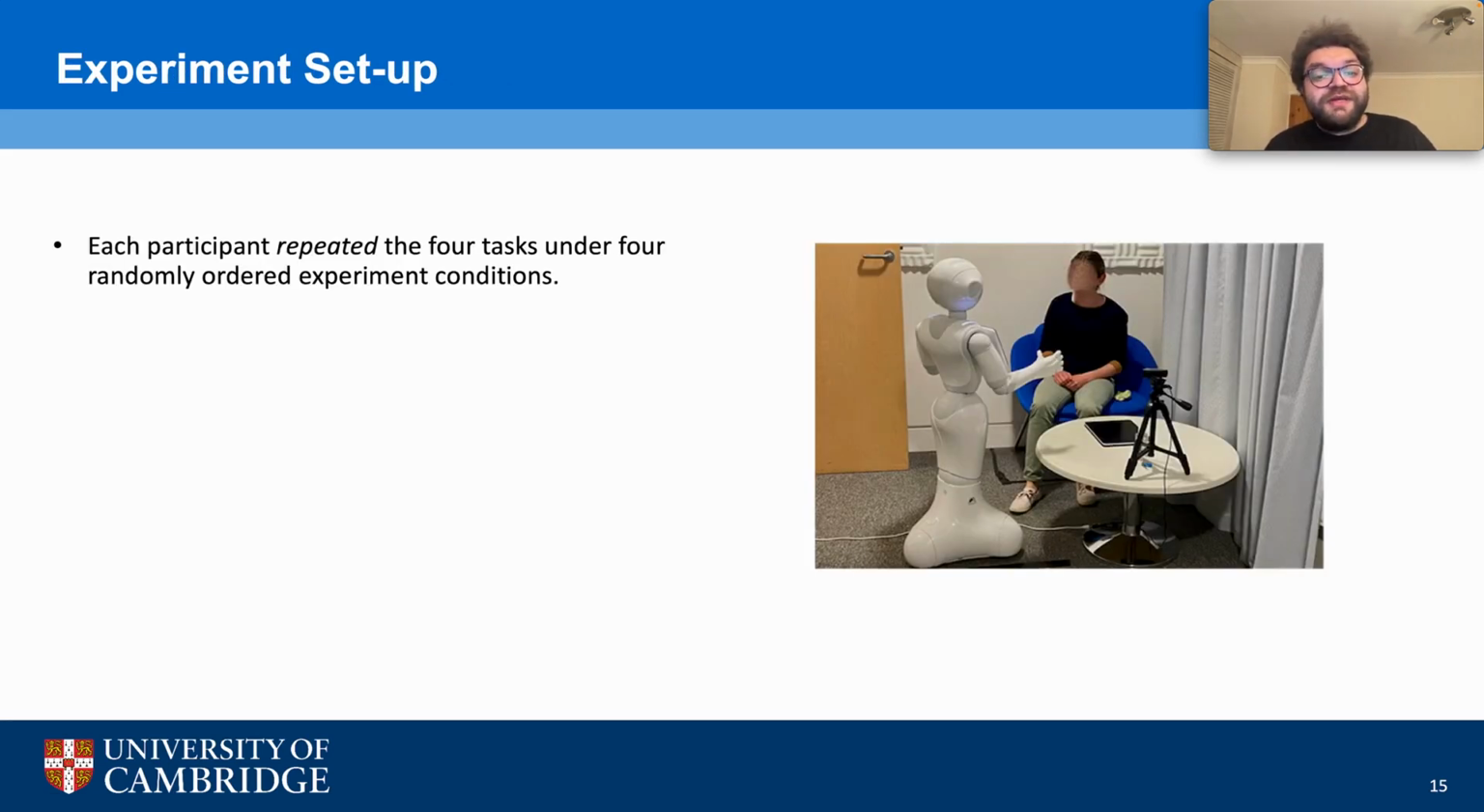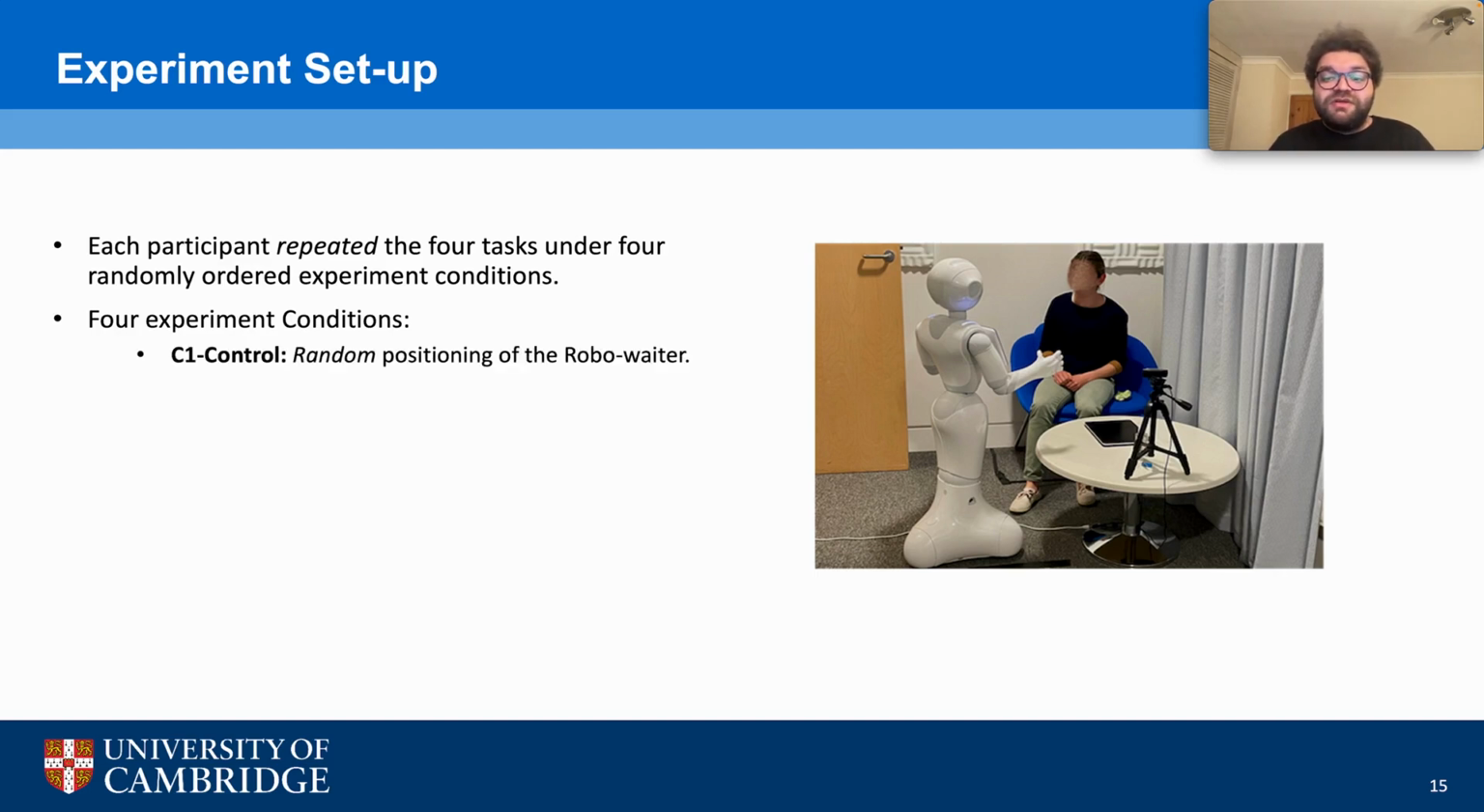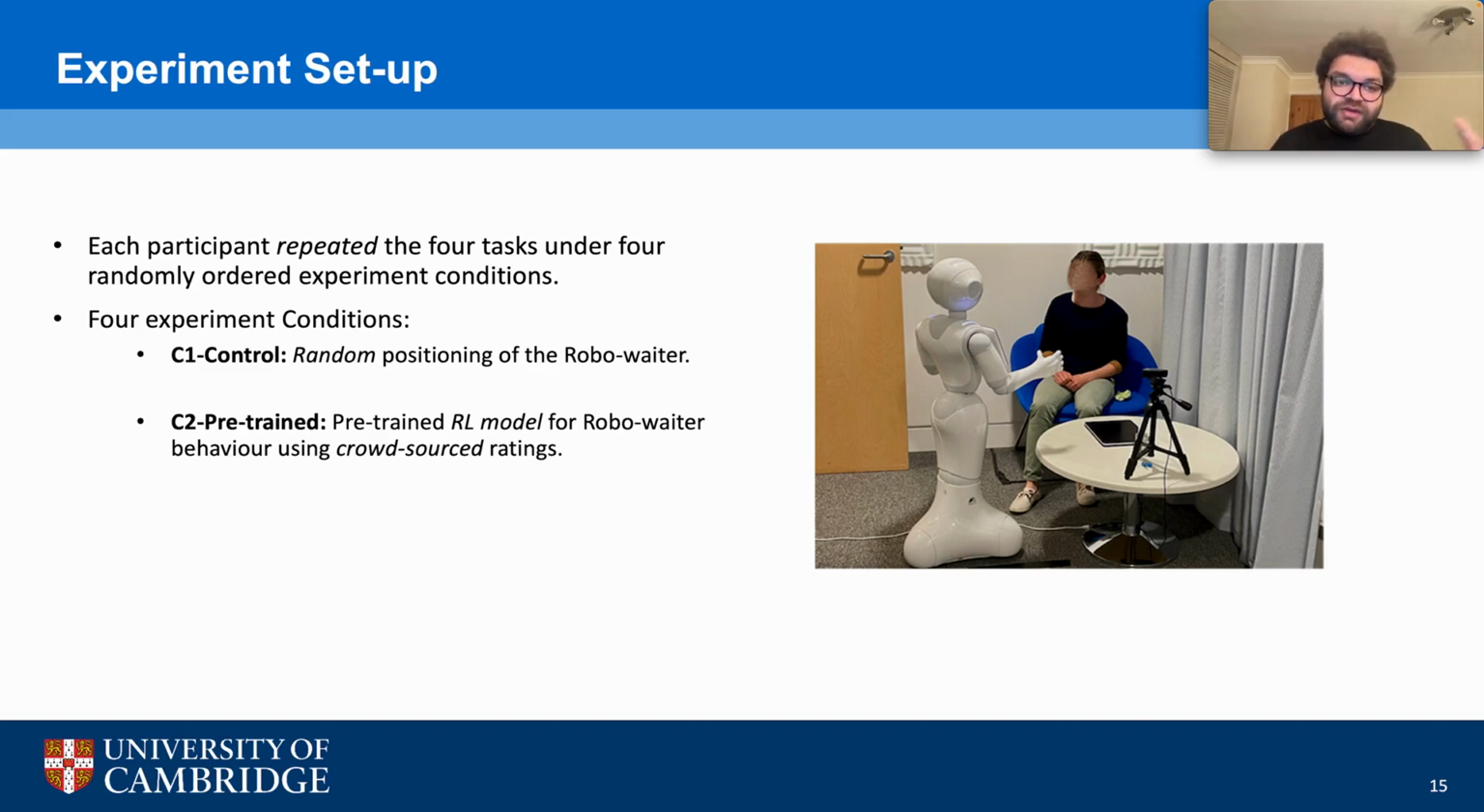Each participant repeated the 4 tasks with Pepper under 4 randomly ordered conditions. Thus, in a within subject design, the participants saw 4 different versions of Pepper performing the same tasks, one after the other. The first condition was the control condition, where Pepper randomly positioned itself throughout the 4 tasks. For the second condition, we used the pre-trained reinforcement learning model trained on the crowdsourced data to govern Pepper's behavior.